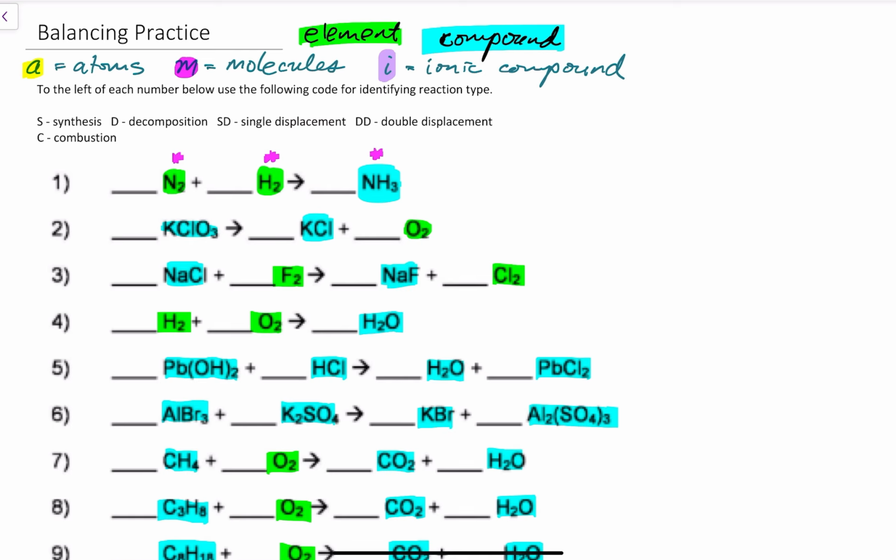So can we figure out what reaction kind this is? You've got 2 elements forming into one product, one compound. If you look over at the legend on the chalkboard there, that's also in your OneNote, which pattern does number 1 fit? Synthesis, right? Did you get it right? Thumbs up if you thought synthesis out of those 5. Beautiful. Okay, it says, to the left of each number below, use the following code for identifying reaction types. So I'm just going to write the letter S there, S for synthesis.